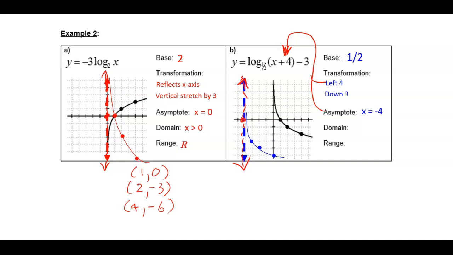Now let's think about domain. Is this graph going less than or greater than -4? To the right is greater than, so we're going to write X greater than -4. Not equal to, not underlined, because it does not touch that line. It's an asymptote. Do not touch the asymptote. Okay, now, range. Just like last time, it's going up and down forever. This one's also going up and down forever. You can go ahead and write the weird looking R for all real numbers, okay?